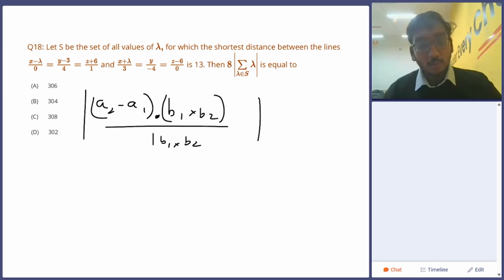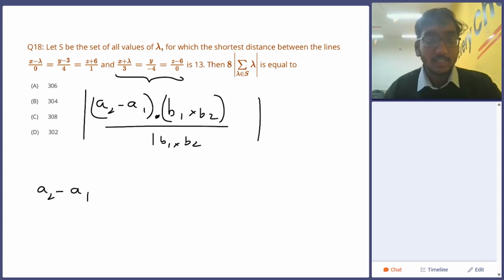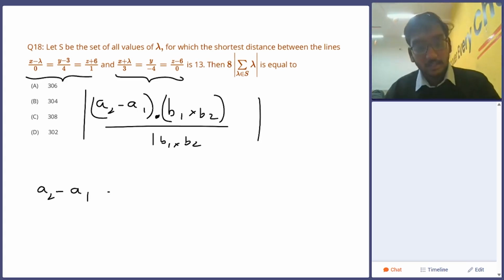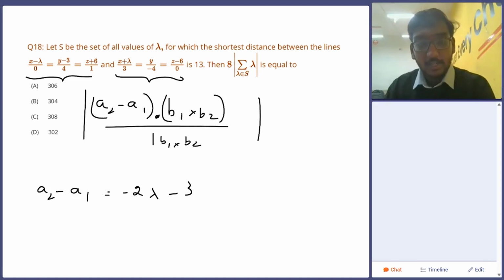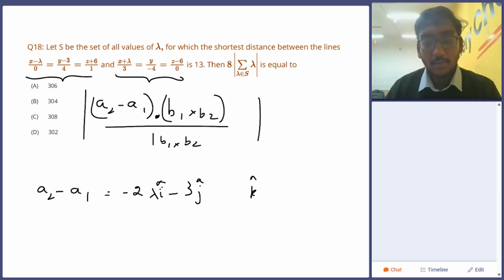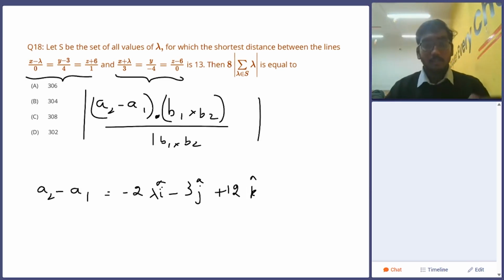So first determine what is A2 minus A1. Just call this the second line, L2, and call this the first line. What will be A2 minus A1? It will be minus 2 lambda I cap, then 0 minus 3, that is minus 3 J cap. And what about the coefficient of K cap? It will be minus 6 minus 6, that is minus 12 K cap. This is A2 minus A1.